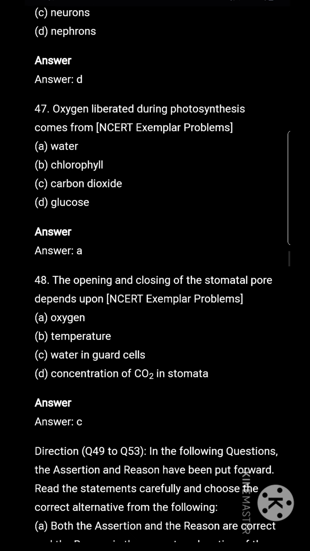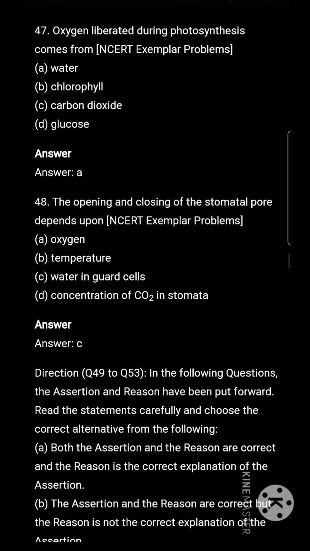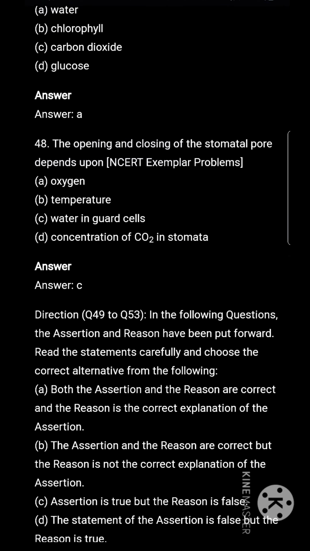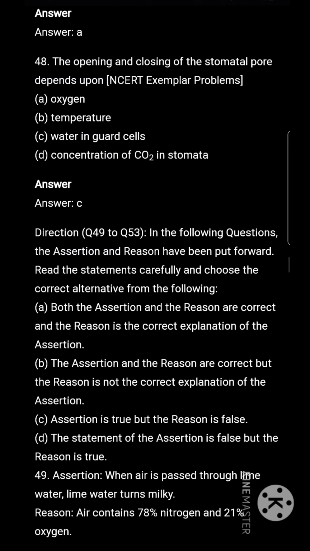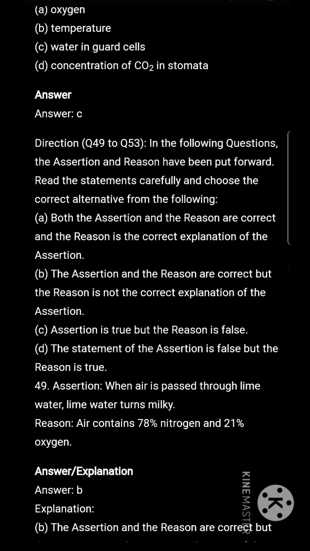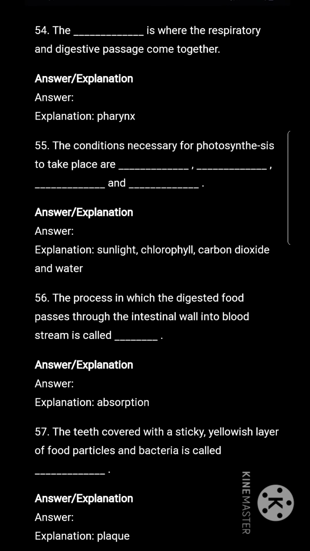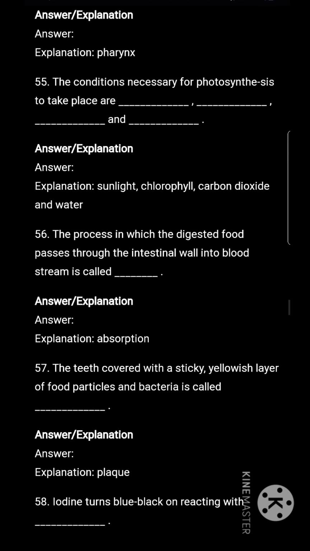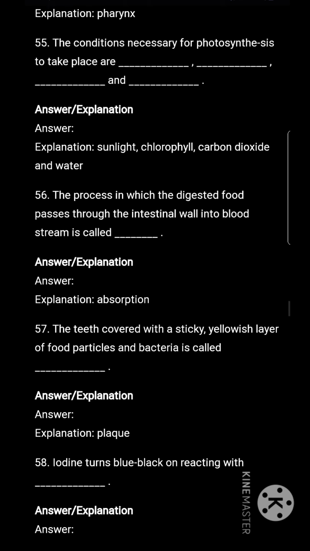Oxygen liberated during photosynthesis comes from water. The opening and closing of the stomatal pore depends upon water in the guard cells. The pharynx is where the respiratory and digestive passages come together. The conditions necessary for photosynthesis to take place are sunlight, chlorophyll, carbon dioxide and water.